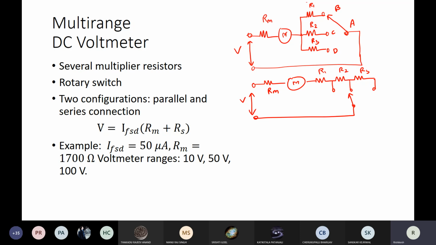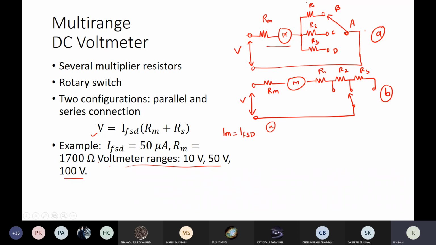Now, which one to choose? Which is a better option? That will become clear if you consider an example. Consider Im, my IFSD, as 50 microamperes. This meter has maximum deflection for 50 microampere current, and the resistance associated with the meter is 700 ohm. We would like to design a voltmeter which has three ranges: 10 volts, 50 volts, and 100 volts. I consider this circuit first as A, and this one as B.